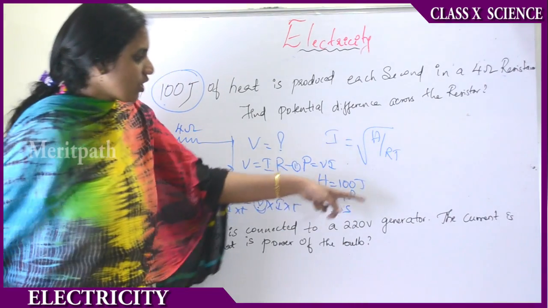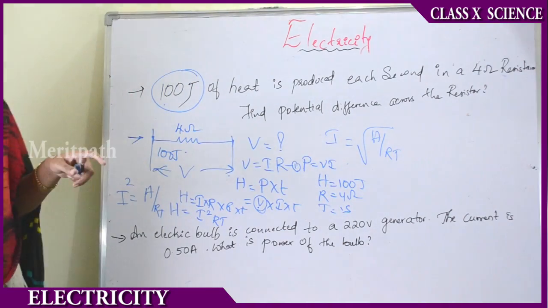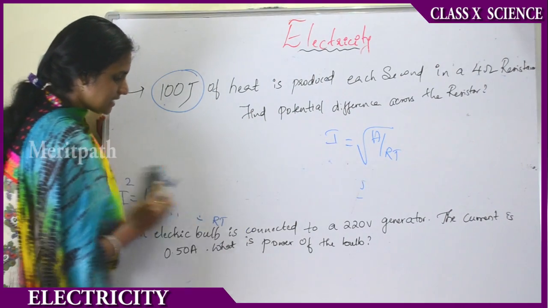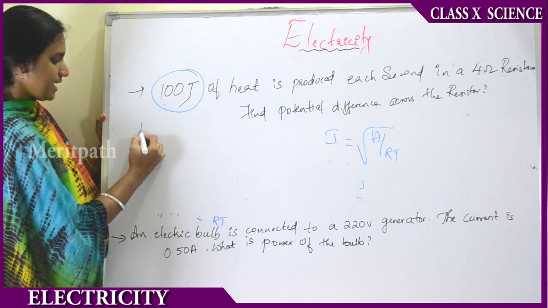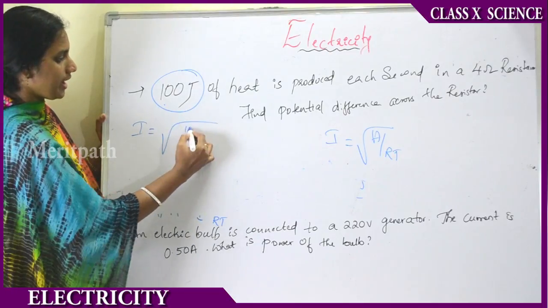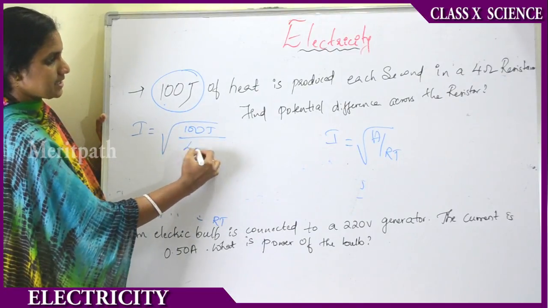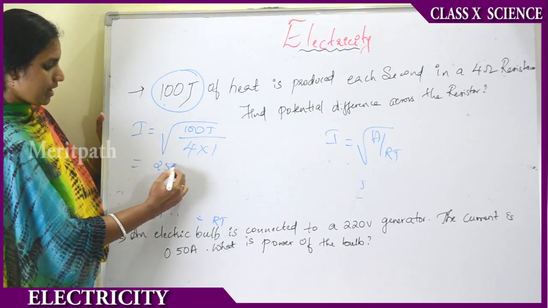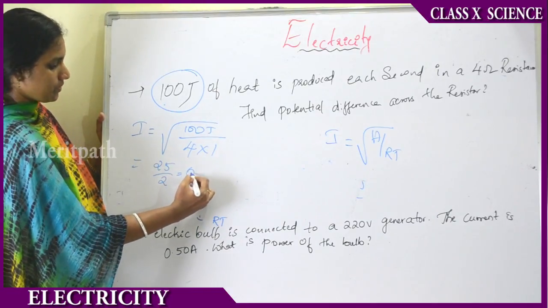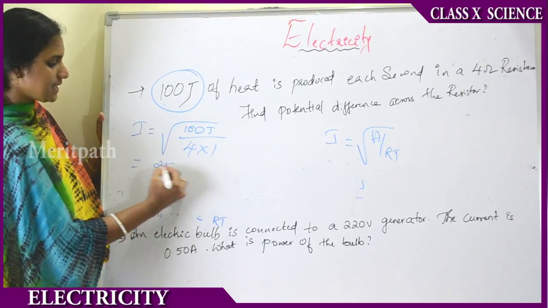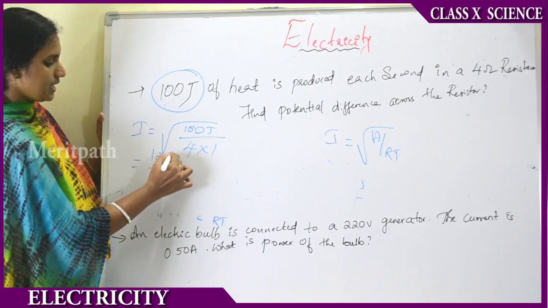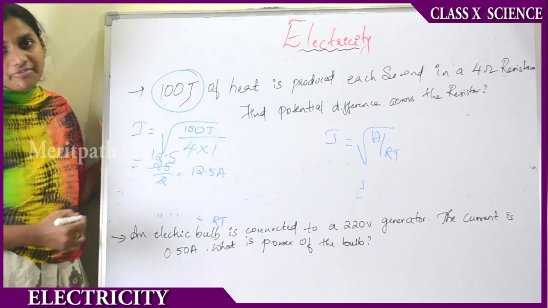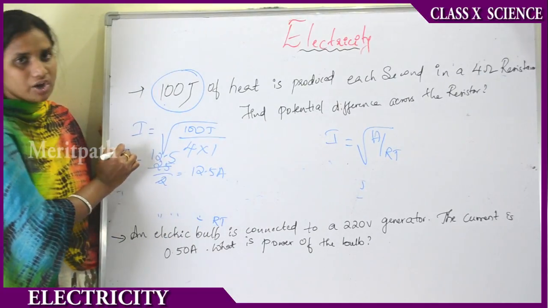Now we will be substituting all these values in order to calculate the amount of current drawn by the circuit. Here we will see I equals root of 100 joules divided by resistance offered, which is 4 into 1 second. That is nothing but 25, whose root is 5 by 2, that is 2.5 amperes. 12.5 amperes of current is drawn from the circuit.